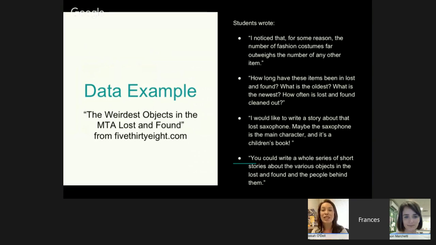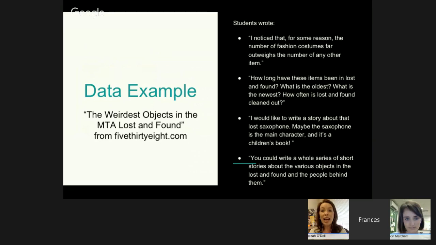You'll notice that there's really weird stuff lost in the MTA Lost and Found, death certificates and tubas, and students loved this invitation. If you're going to try data for the first time with your kids, I would recommend this one because every time they love it. So here are some observations that my kids wrote down and shared with the class. One student said, "I noticed that for some reason the number of fashion costumes far outweighs the number of any other item." So they were imagining why that might be.